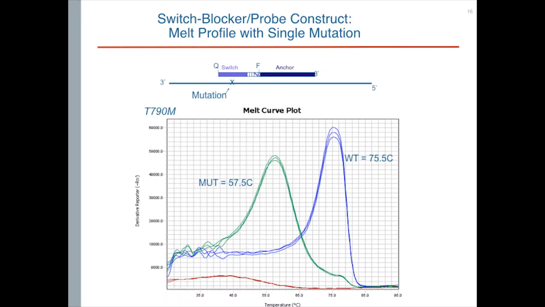So here's the thermodynamic trick. And this is, again, sort of a what, why, and how. What did we want to do? We wanted to detect mutations very, very sensitively. Why? So we could detect rare genetic events out of circulating tumor DNA. And so this was the how. The how was to use these switch blockers.